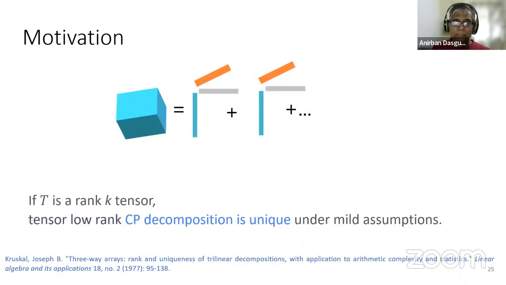Okay. So why is this useful? First of all, here is the nice theorem I was talking about, and this was by Kruskal. What he proved is that under a very simple set of assumptions, this decomposition is unique. Basically, you cannot do the trick that you were doing with matrices. Even for a three-dimensional tensor, this CP decomposition, the canonical polyadic decomposition, is unique under mild assumptions.